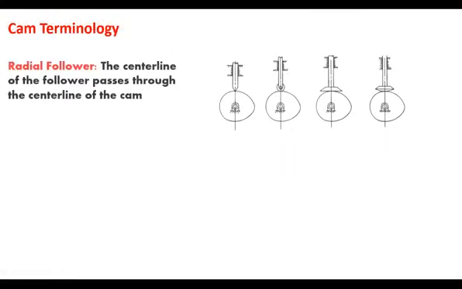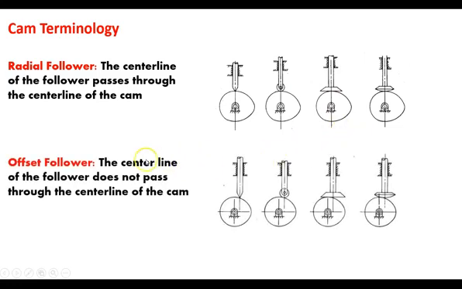Now, some more terminology. What we've looked at up to now has been known as radial followers. So you can see that the center line of the follower actually is in line with the center line of the cam's rotation. But there is a different type. One is called the offset follower. Here your center line of the follower is offset from the rotation.